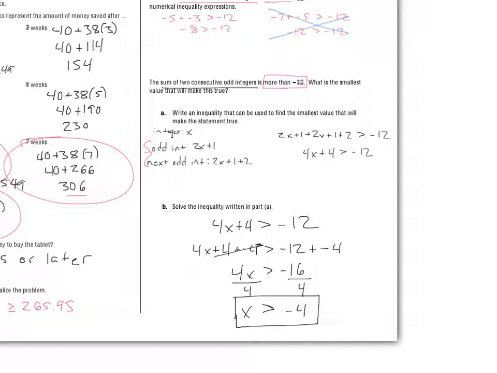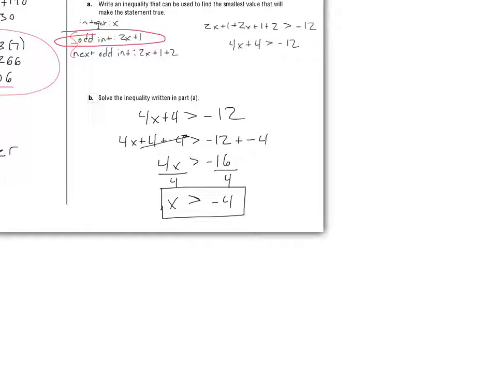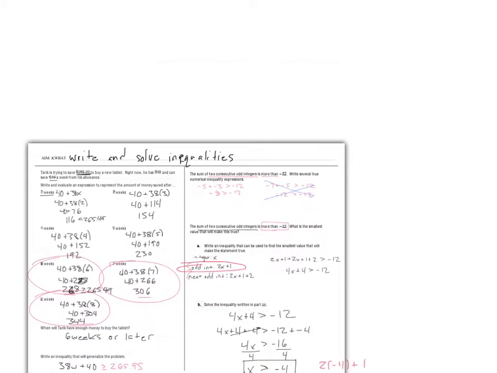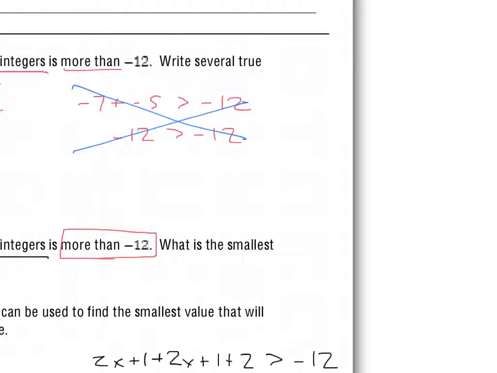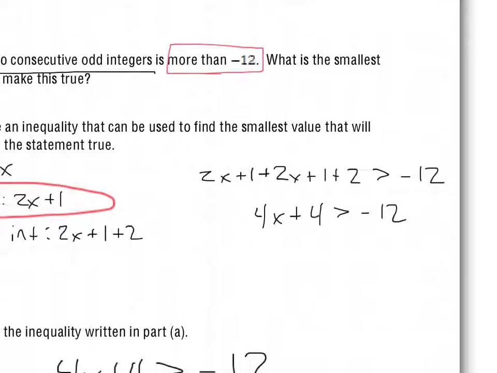If we go back to figure out what our actual solution and answer to this question is, our odd integer is 2 times x plus 1. So coming back over here, x is greater than negative 4, so 2 times negative 4 plus 1 is going to be negative 8 plus 1 is negative 7. That goes back to that idea all the way up here that we found out that anything that was greater than negative 7 was going to be working. All right?